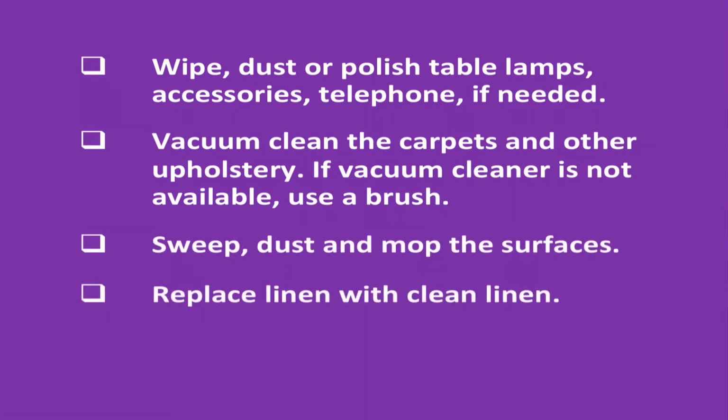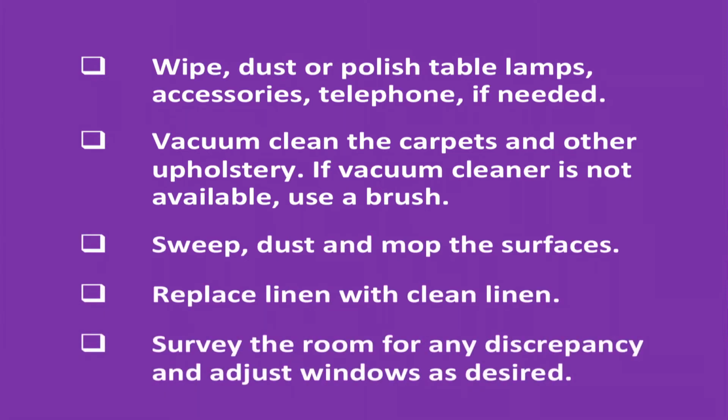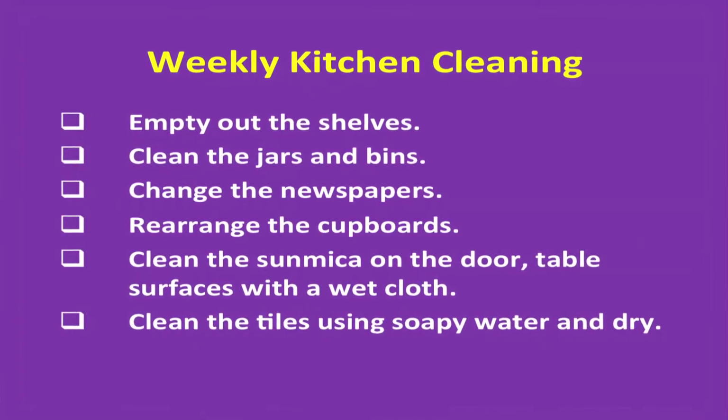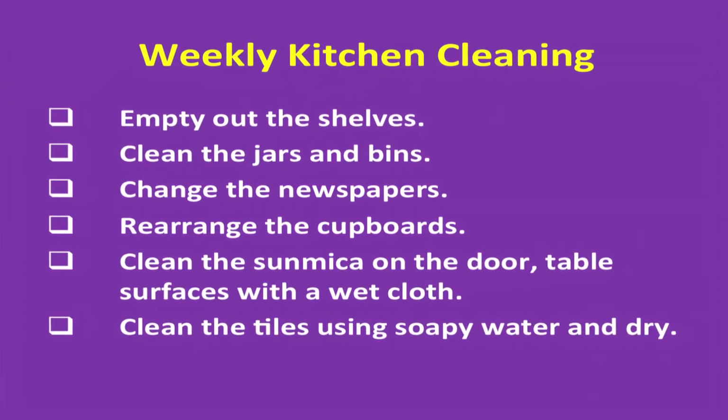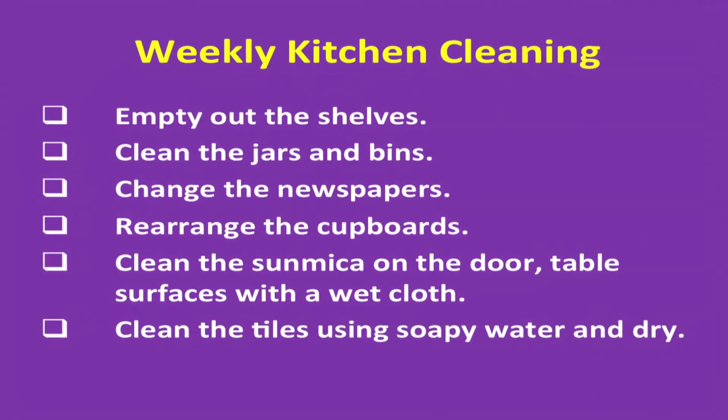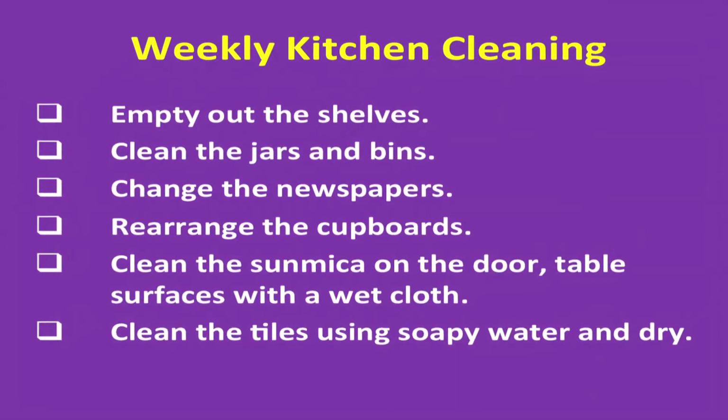Replace linen with the clean linen. Survey the room for any discrepancy and adjust windows as desired. Weekly kitchen cleaning. Empty out the shelves, clean the jars and bins, change the newspapers, rearrange the cupboards, then clean the sunmica on the cupboard door panels with a wet cloth and clean the tiles.